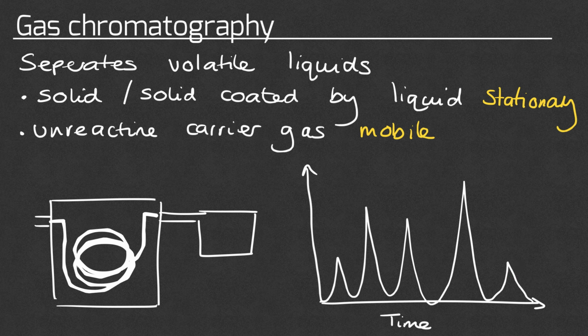You can work out the area under the peak to determine the relative amount of it which is in the mixture. So as well as identifying how many different components are in a mixture, gas chromatography can also tell you the relative amount of those different components.